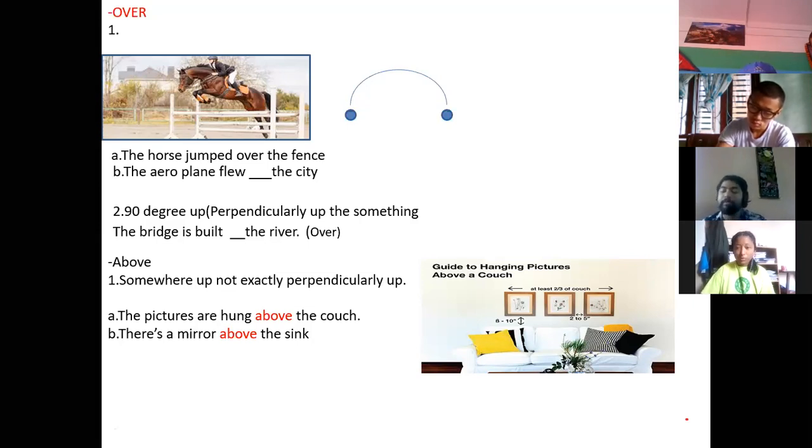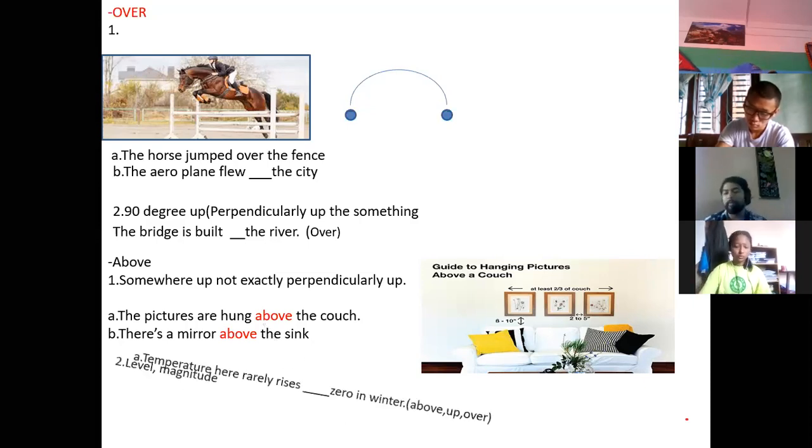Pictures are hung above the couch. There's a mirror above the sink. In our washroom, there is a sink, a basin, and a mirror above it. Is it placed exactly vertical? No, they are not. The sink is placed this way and the mirror is set out this way. But up is up. But since they are not vertical, since they are not parallel to each other, we don't use over in such a condition.